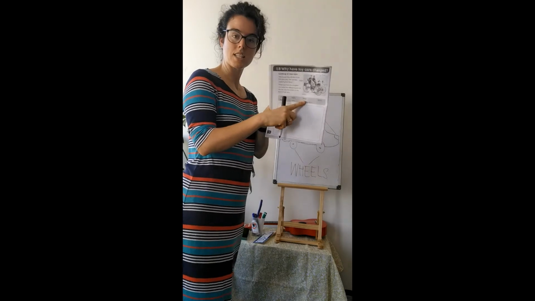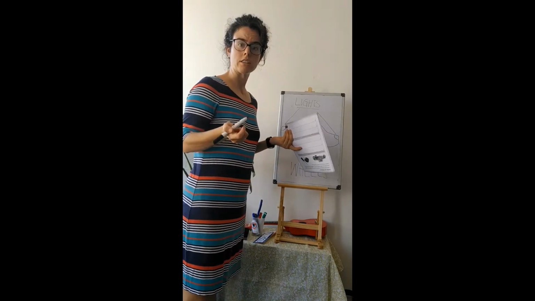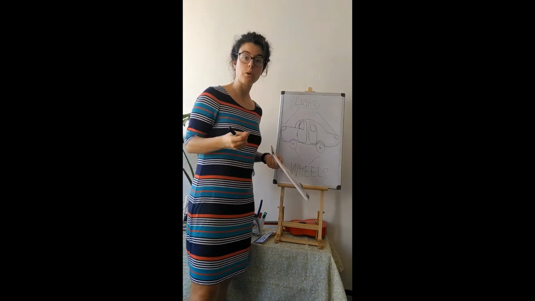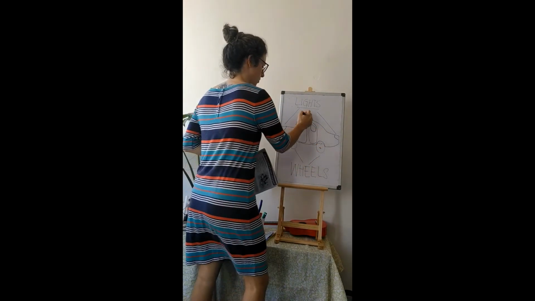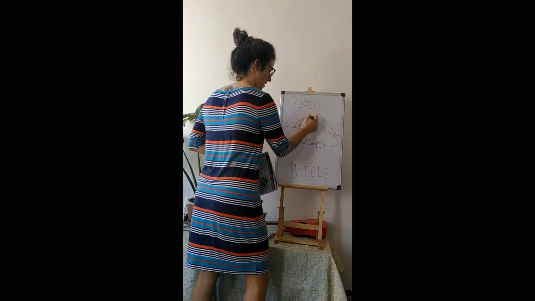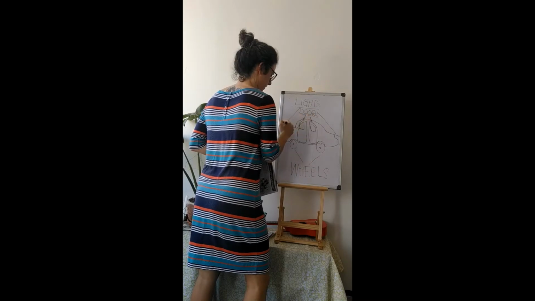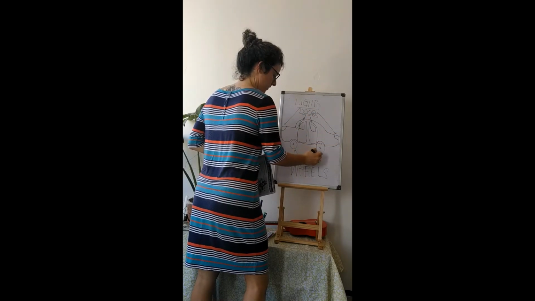The next word is doors. What is the door of a car? It's like the door of your house or the door of our classroom. We use it to get in and to get out of the car. So these, let's see, we're going to do them here. These are the doors. Lights, wheels. Okay.